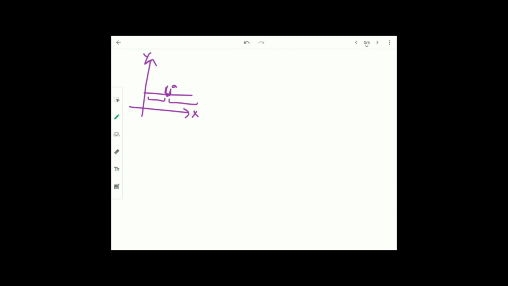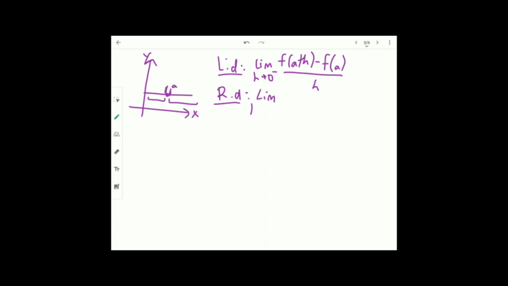So the formulas are very similar to the main formula with just one change. The left derivative, let me put this LD, is the limit as h tends to 0 minus, the left side of 0, again f of a plus h minus f of a over h. And the right hand derivative is the limit as h tends to 0 plus of f of a plus h minus f of a over h.